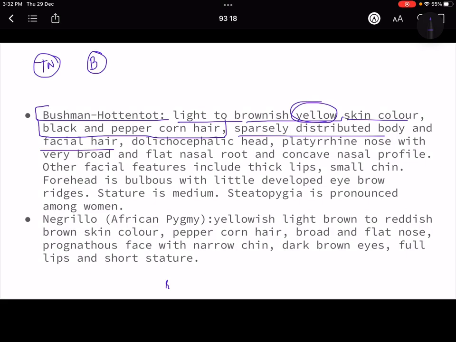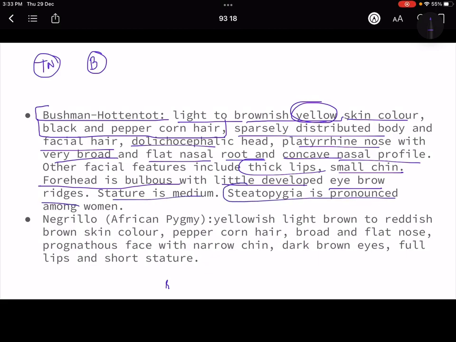So common feature, dolichocephalic head common, platyrrhine nose common, very broad flat nasal root with concave nasal profile common. ठीक है. Others include thick lips, small chin common, forehead is bulbous, little developed eyebrow ridges, stature is medium, and steatopygia is pronounced in women. So Bushman Hottentot में apart from the common features, just remember two: peppercorn hair and steatopygia in women.